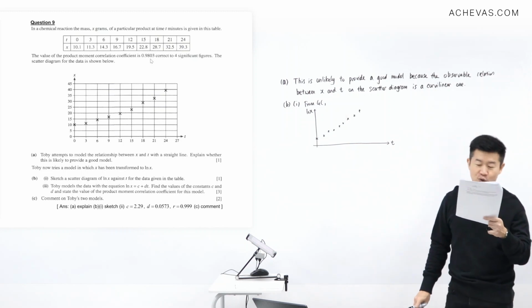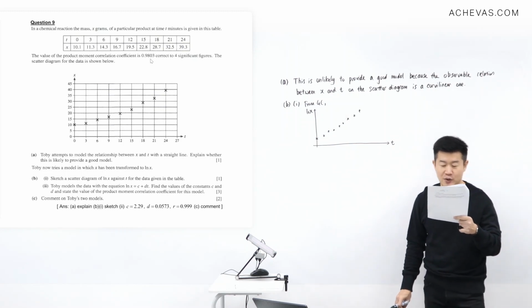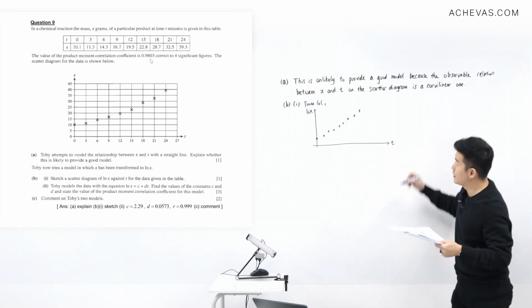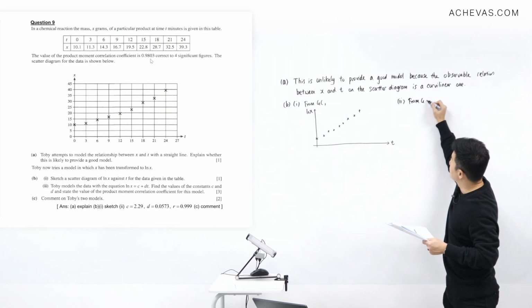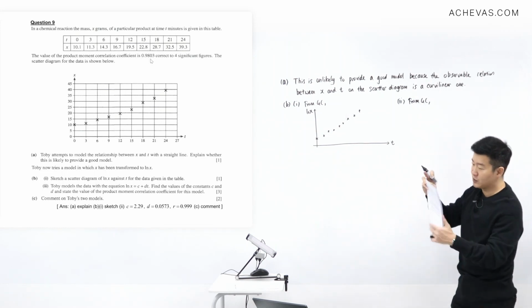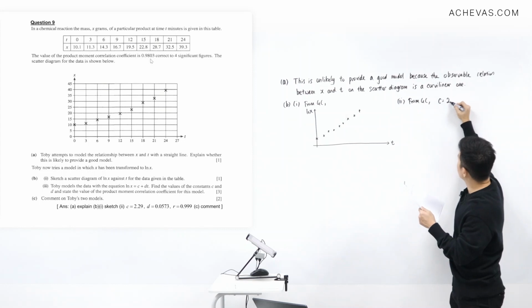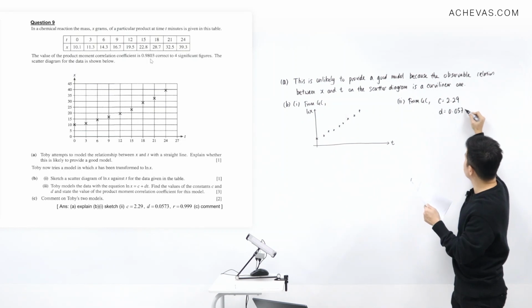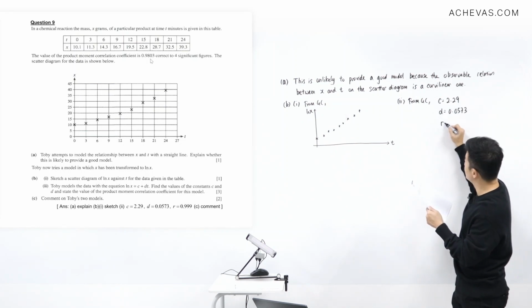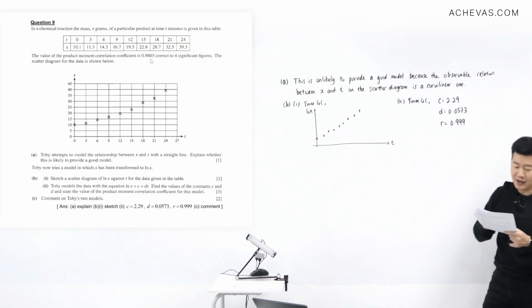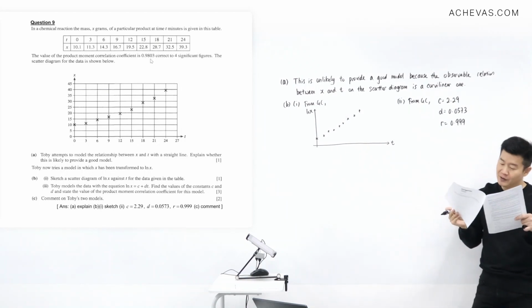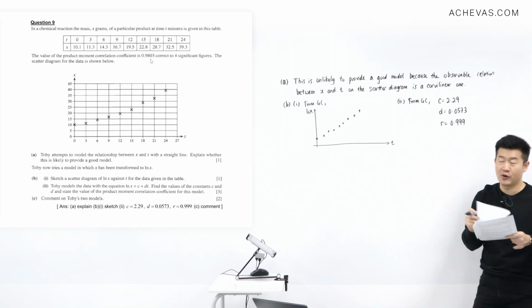And for part 2, we are supposed to make use of our graphing calculator again to come up with the values for c, d, and also the product moment correlation coefficient. We are supposed to be getting this based on the calculation from the graphing calculator. So let me just give you the answers directly. Based on the graphing calculator, we will be getting c to be equal to 2.29. We will be getting d to be equal to 0.0573, and the product moment correlation coefficient will be equal to 0.999. And this is terribly close to +1. This is going to help me reply to the comment that the question is asking me for in part C.